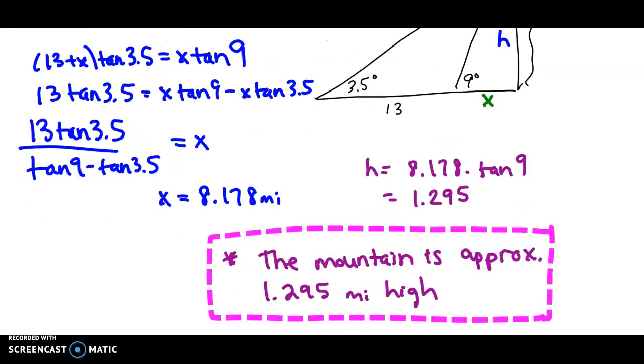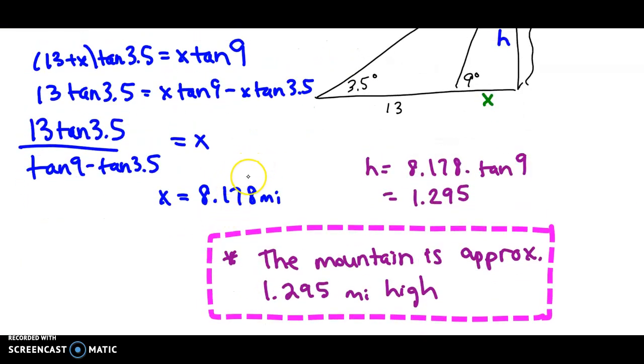But I was solving for height, right? So I plugged that into either one of my two equations that equaled height. And I got that the height was 1.295. Since this was a word problem, I want to have my answer in words, right? So I'm going to answer the question. The mountain is approximately 1.295 miles high. It is important that you have your response in a word format.